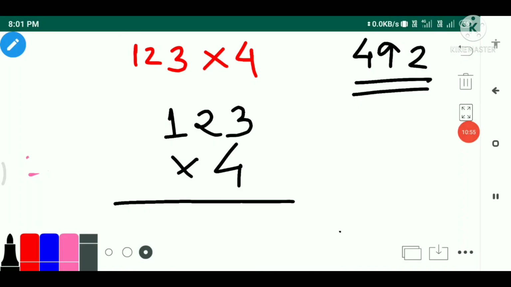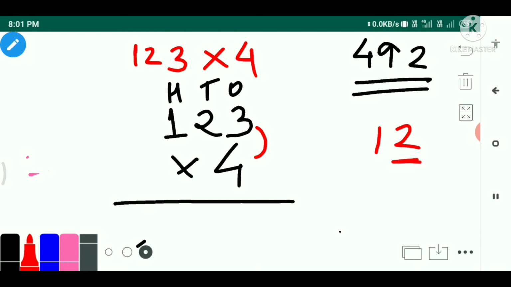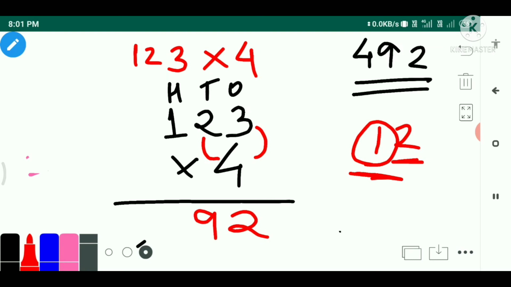Okay, now see the ones place value. This one is ones, tens and 100. So 4 threes are, it will be how much? 4 threes are 12, right? We'll write 2 here and we'll keep this one aside. Okay, now 4 twos are, see the tens place, 4 twos are 8 plus 1, it will be how much? 9. So we'll write 9 here. Okay, now 4 ones are, it will be how much? 4.